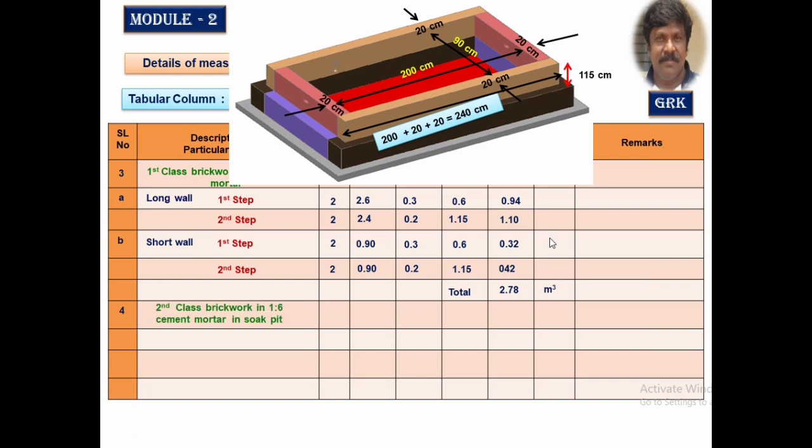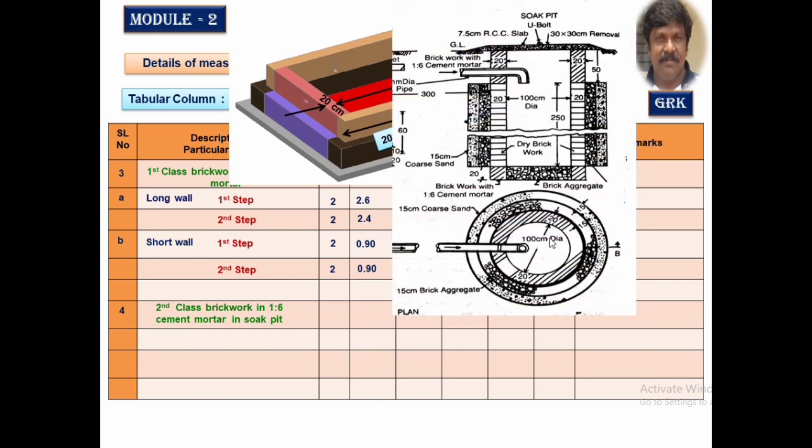Now we will take up the second class brickwork that has been provided for the soak pit. Now have a look at the soak pit diagram. This is a soak pit. The second class brickwork has been used at the top portion as well as at the bottom portion. Let us calculate the mean diameter of this one. Mean diameter is calculated from the center of one side to the center of the other side. That is 20 by 2 plus 100 plus 20 by 2 will be the mean diameter of this one.